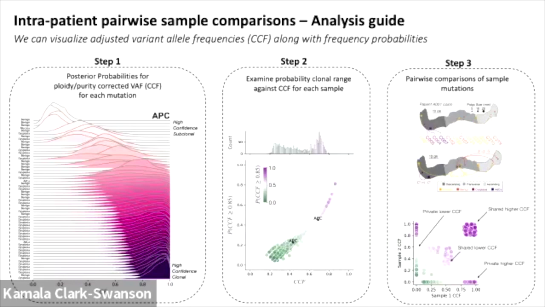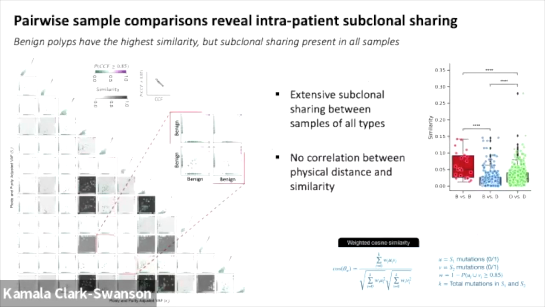So we take all this information and make a pairwise comparison of these mutations so that we can see what extent of sharing is present between each of the samples within each of our patients. And we color these by the shared probability of one of the mutations existing within the clonal range. When we make these comparisons, we observe extensive subclonal sharing between samples of all types, but with a much higher degree of sharing between our benign samples. And we don't see any correlation between physical distance and similarity.